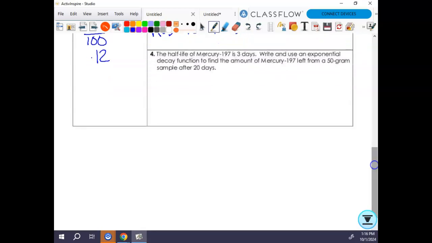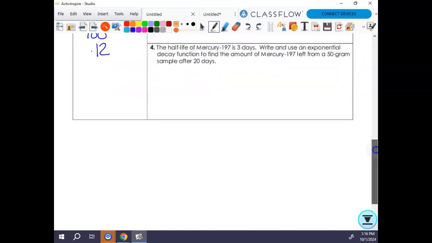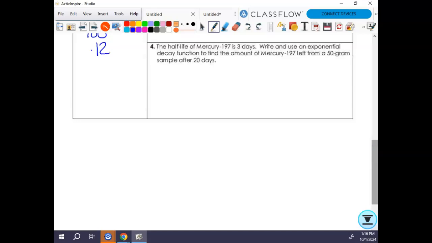Okay. So I have a question. Y'all look at 4. Tell me if these numbers are the same as what you have. Now, 3 days, 50 grams. Okay. All right. So now this one has some extra information in it as well. So it's the half-life. This is important. Half-life of mercury 197 is 3 days. Okay. Does the 197 mean anything in the question? No. All right. Write and use an exponential decay function to find the amount of mercury 197, I don't care about that, left from a 50-gram sample after 20 days.